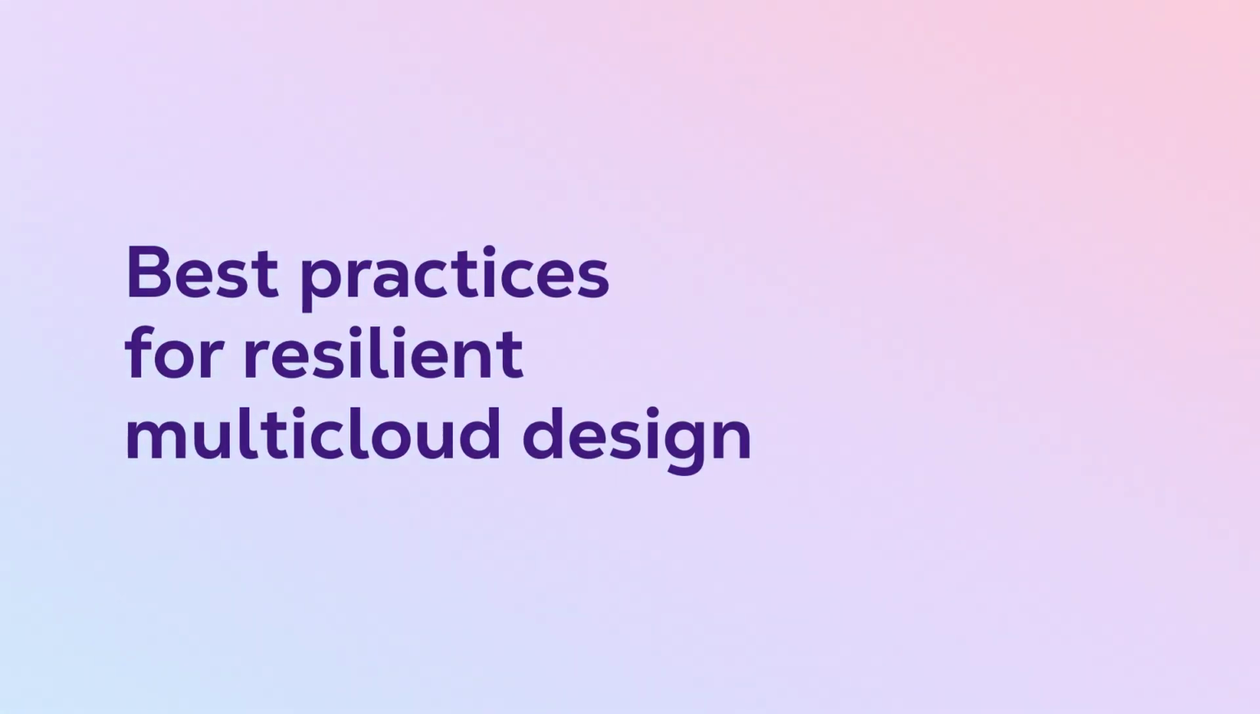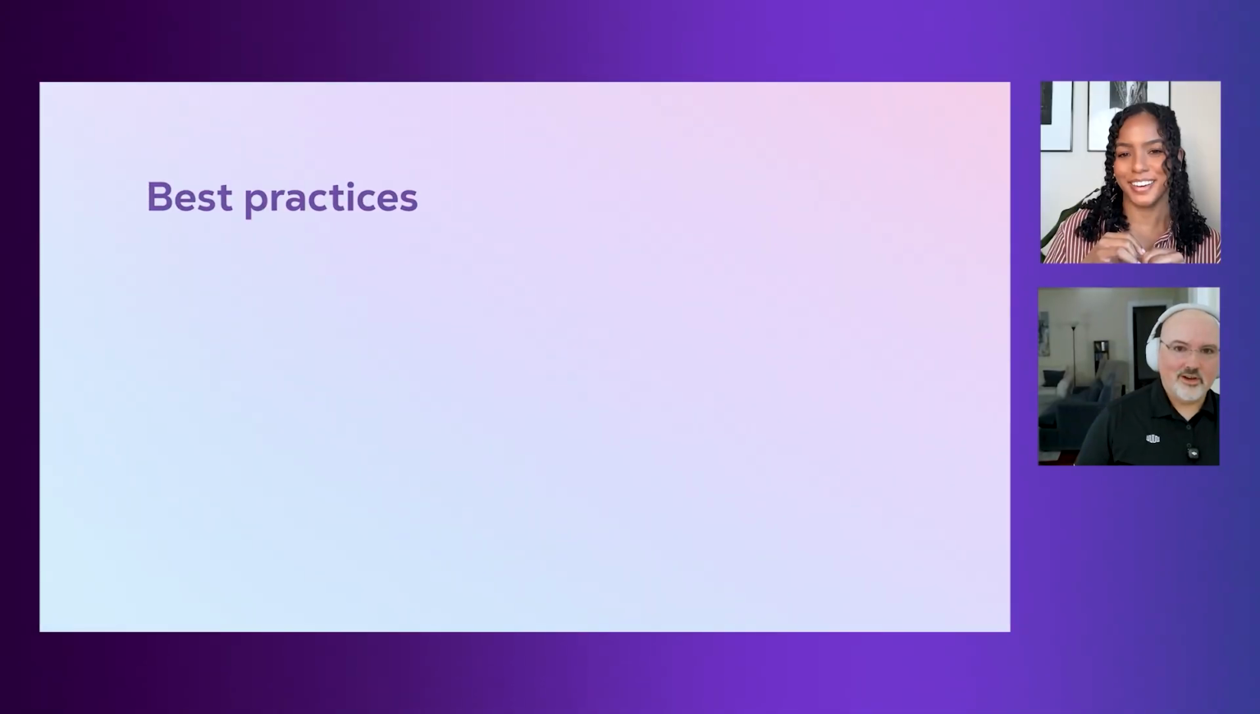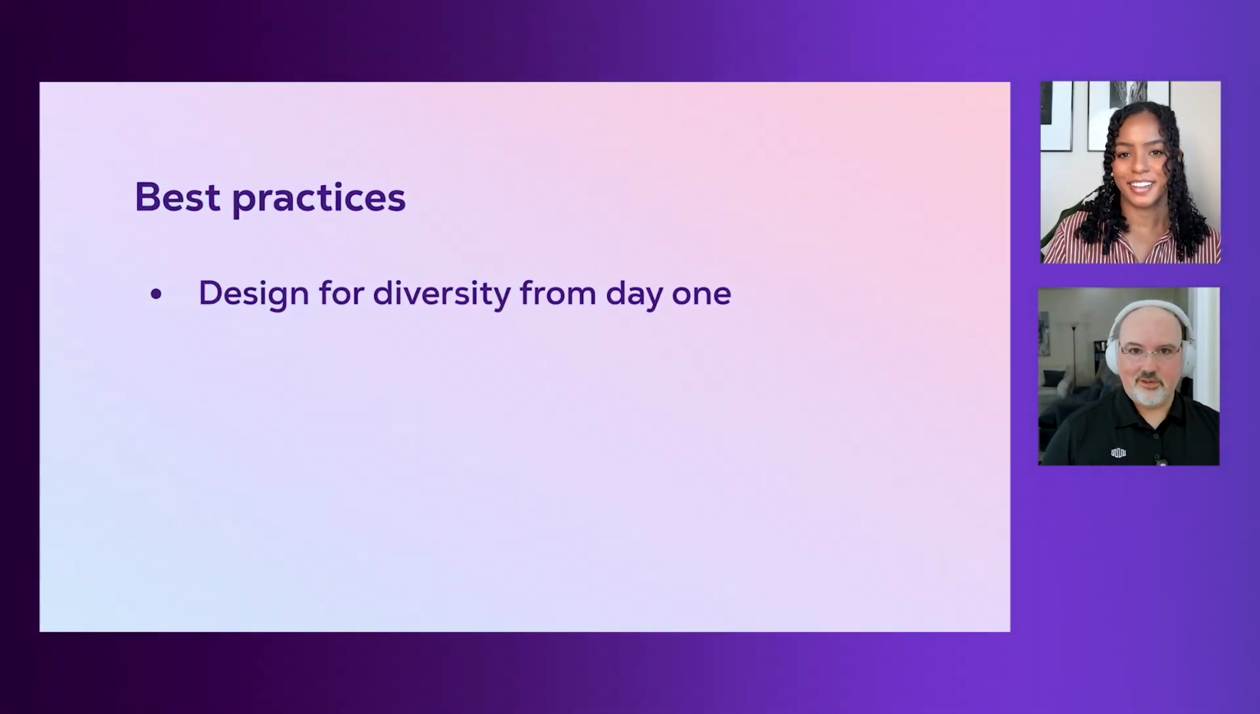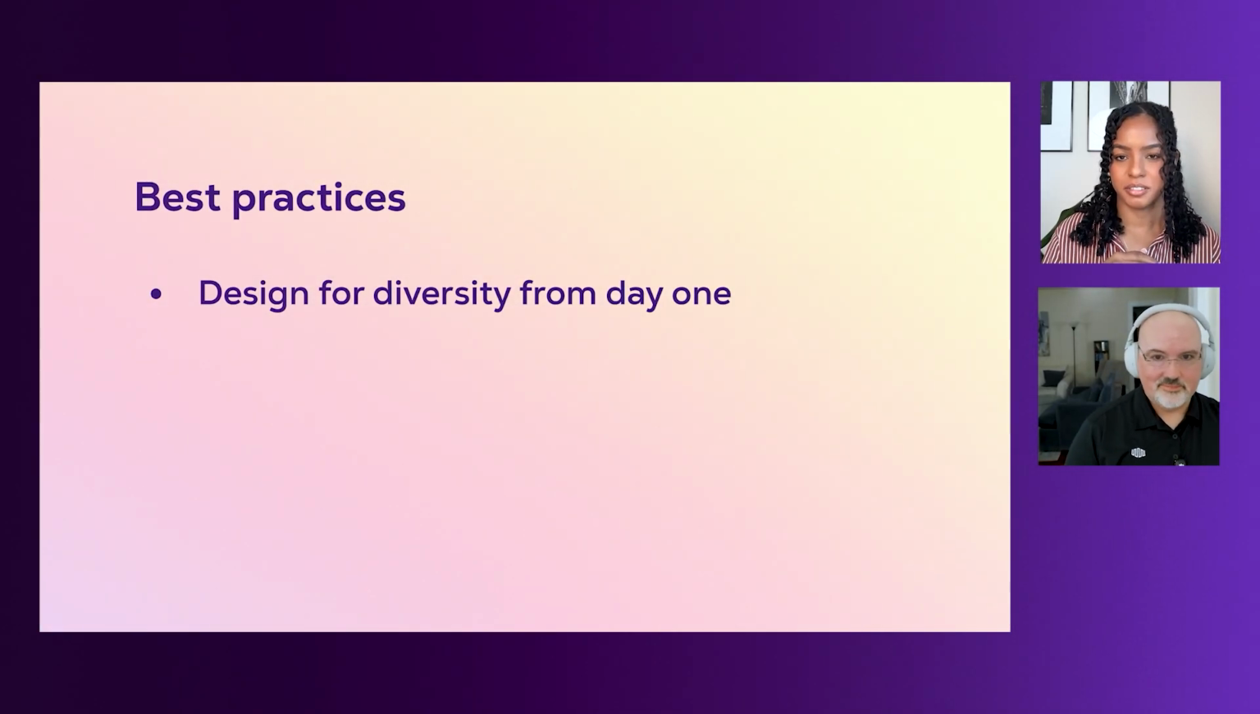For the teams looking to implement this kind of design, what are the best practices that you would recommend? So I'll break it down into 4 key things. 1, design for diversity from day one. Don't wait until later to think about redundancy. Use separate planes, separate providers, and physically diverse paths wherever possible.